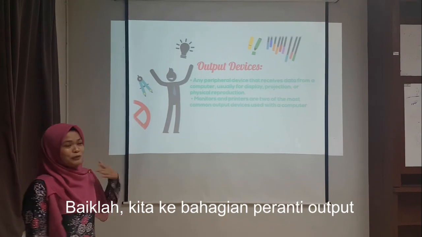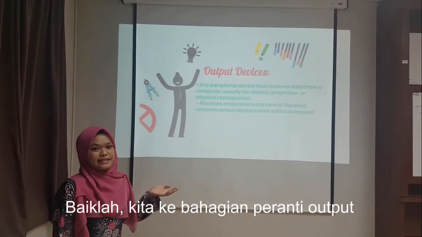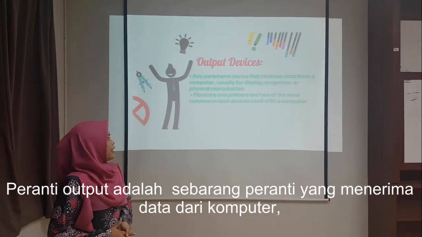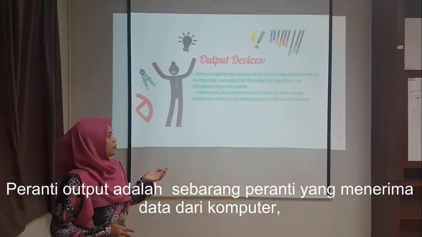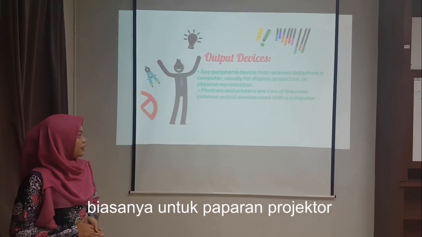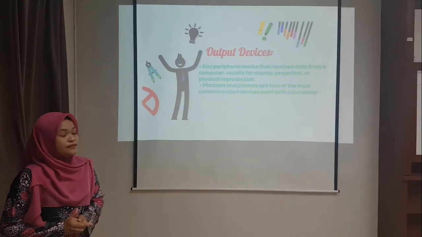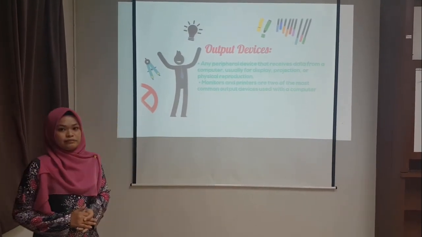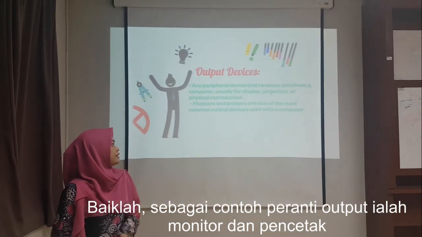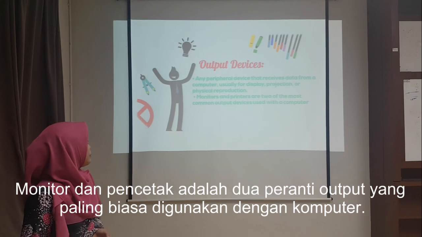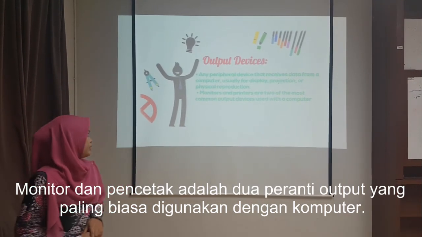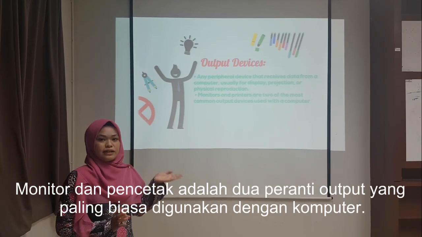Okay, we move to the output device. An output device is any peripheral device that receives data from a computer, usually for display, projection, or physical reproduction. Examples of output devices are monitors and printers. Monitors and printers are two of the most common output devices used with a computer.